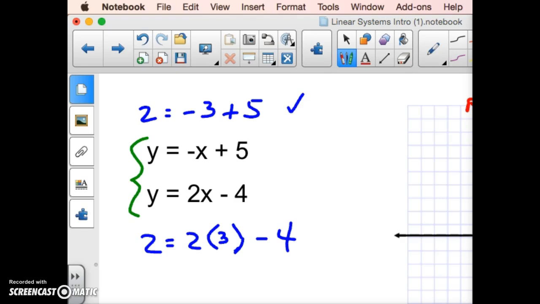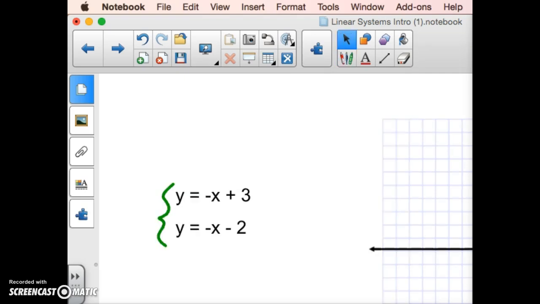You see we'd have 6 minus 4, that would be 2 again, so this one works. That point is on both lines, therefore it is the solution, the answer to these two equations. Next example.